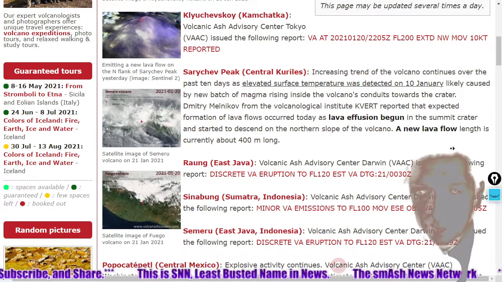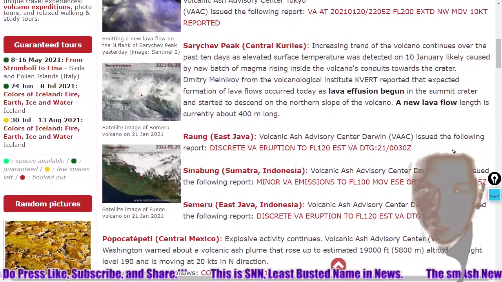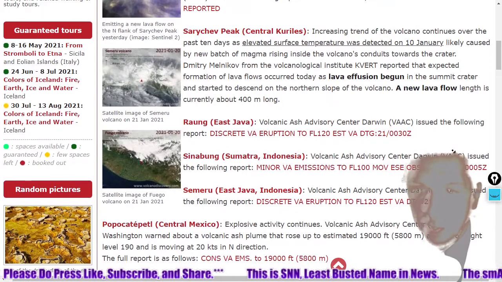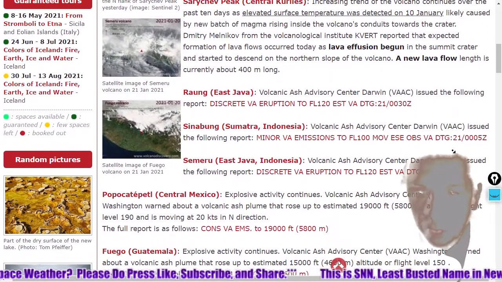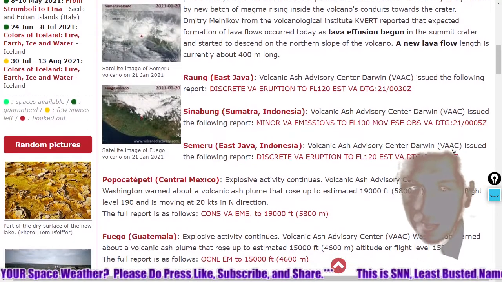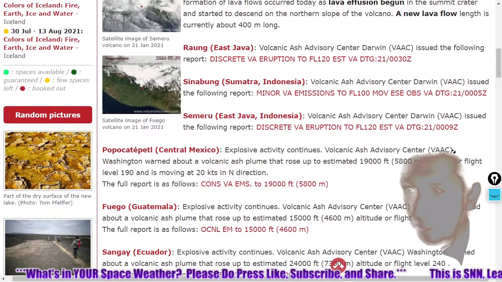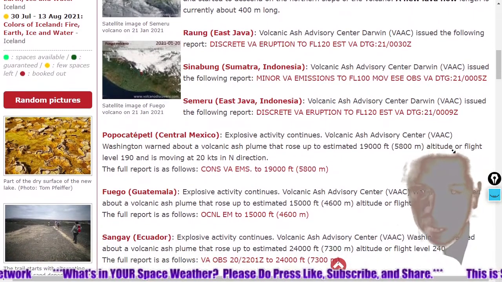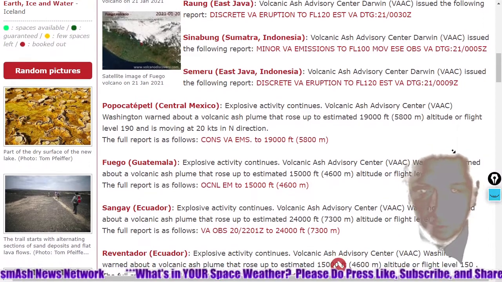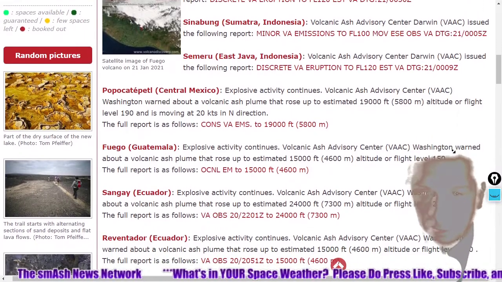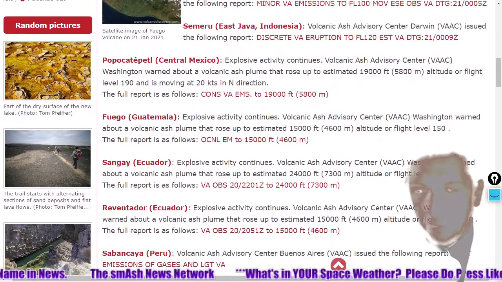Another volcano on the list that hasn't been there before is Raung in East Java, now producing a 12,000-foot plume of ash. Sinabung now back on the list as well, flight level 100, 10,000-foot ash plume above Sinabung. Semeru, flight level 120. Popocatépetl exploding down in central Mexico, flight level 190, a 19,000-foot ash plume. Fuego exploding, 15,000-foot ash plume. Sangay exploding, 24,000-foot ash plume. Reventador exploding, 15,000-foot ash plume.